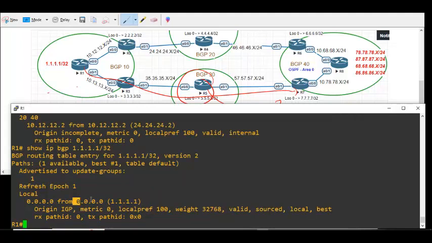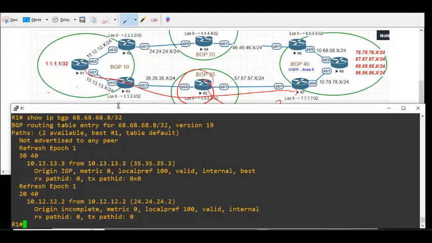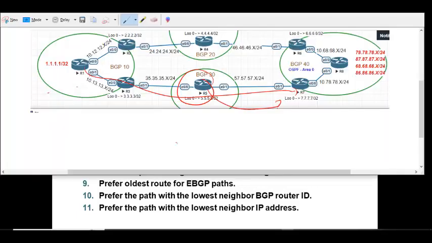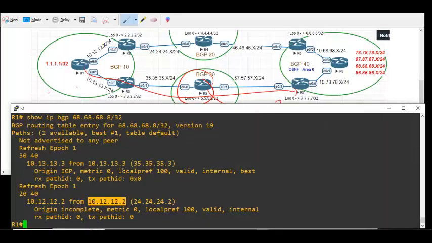Next is shortest AS path. You see, the AS path here is 2 hop. Here also AS 2 hop. Again, there is a tie. So it is not because of MED, sir. It is not because of weight. It is not because of local preference. It is not because of local origin. It is not because of shortest AS path.